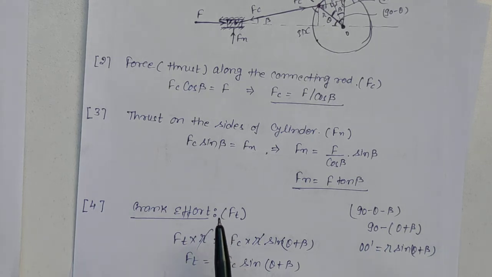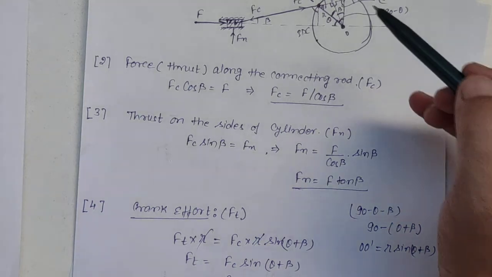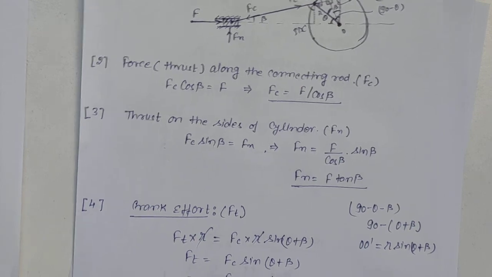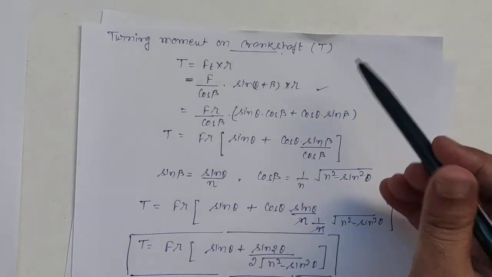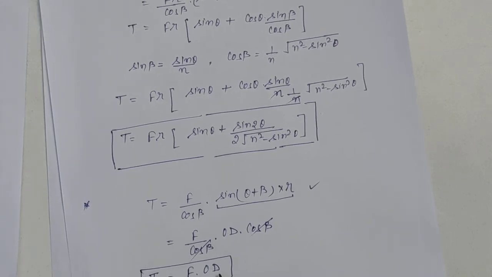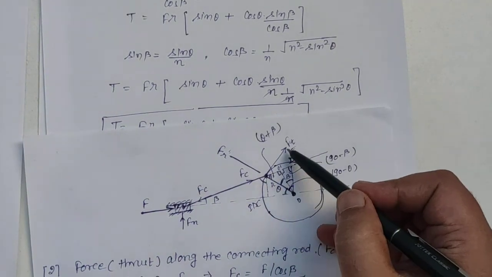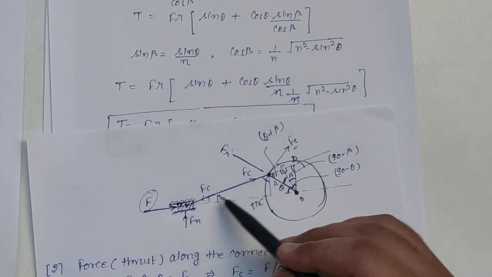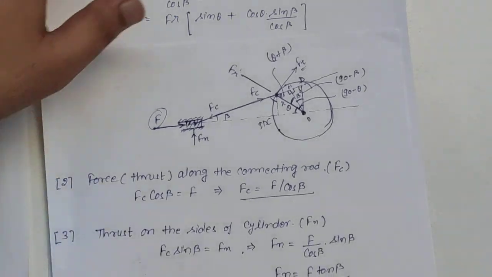This is the force which is exerted on the crankpin as a result of force on the piston. The crank effort is the net force applied at the crankpin perpendicular to the crank, which gives the required turning moment. With the help of crank effort, we have calculated the turning moment in terms of F, R and theta. N is a function of R and L. Geometrically, if we are able to calculate OD, then the turning moment will be equal to crank effort F times the perpendicular distance OD from the horizontal line to the line of the connecting rod. Okay, so this is it for today. Thank you.